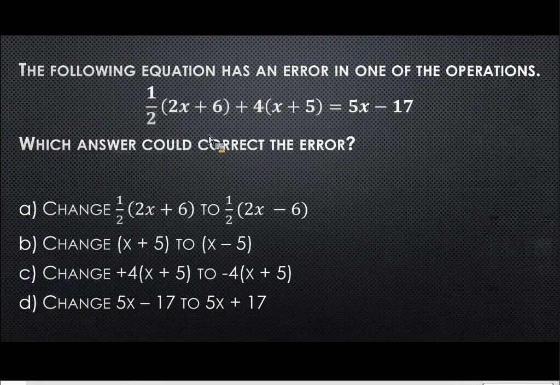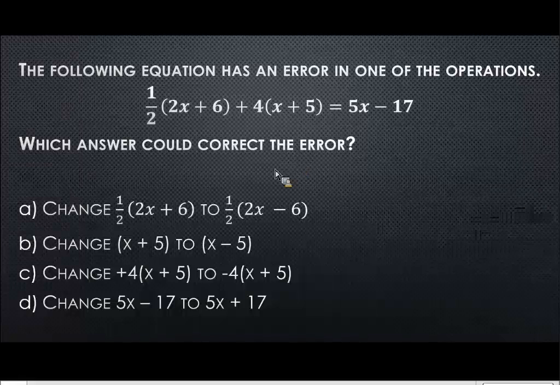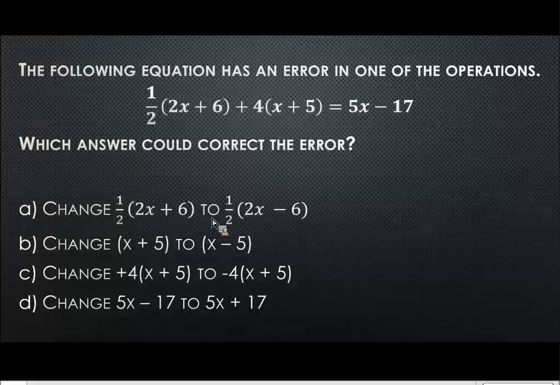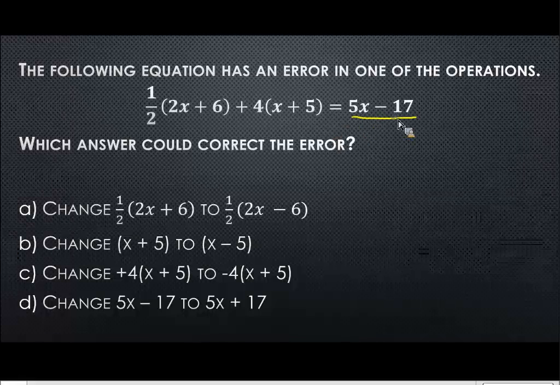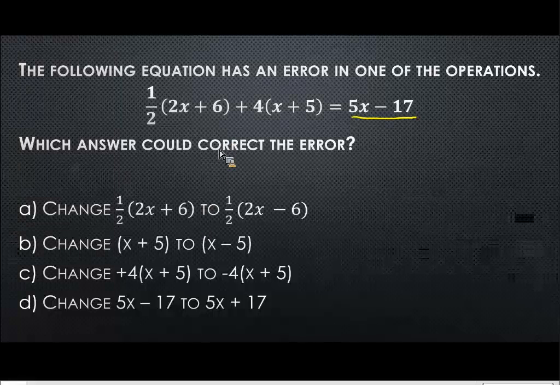Okay, which of the following equations has an error? Which answer could correct the error? Okay, so for these ones, honestly, guys, obviously you know this is wrong, right? It does not give us this 5x minus 17 when you combine everything. So what I would do is I would just look through your answers and start plugging in the differences and see what you get, right?